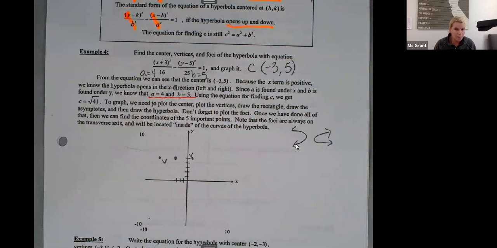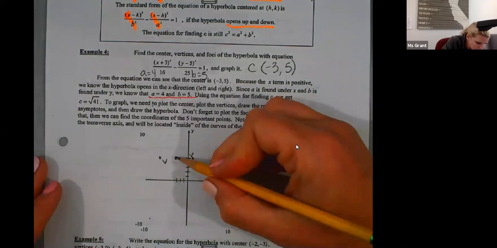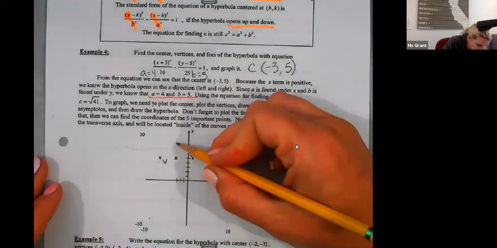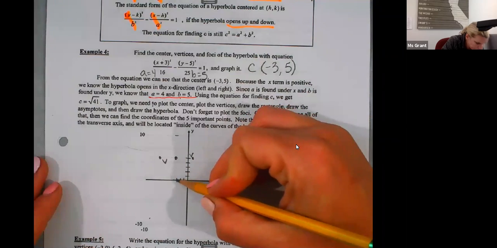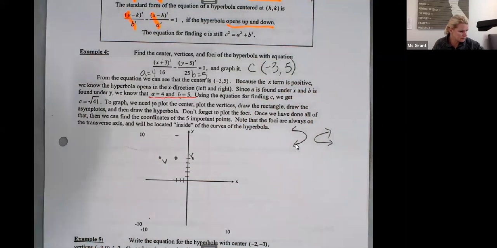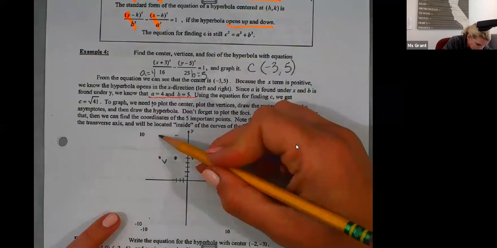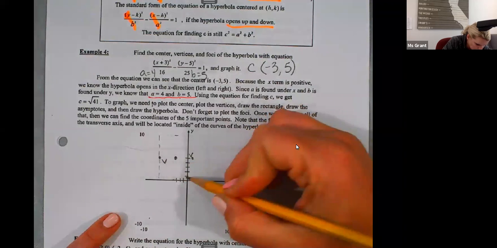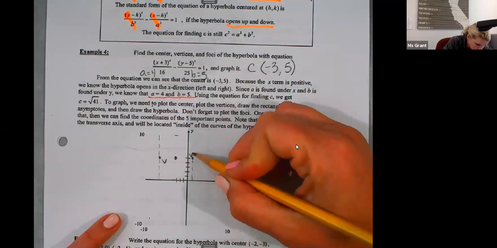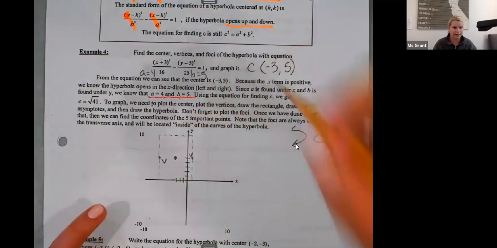Now, this of course opens left and right. The only reason I care about my b being 5 is because I want to faintly draw my box. 1, 2, 3, 4, 5. 1, 2, 3, 4, 5. I'm going to make my rectangle be that.